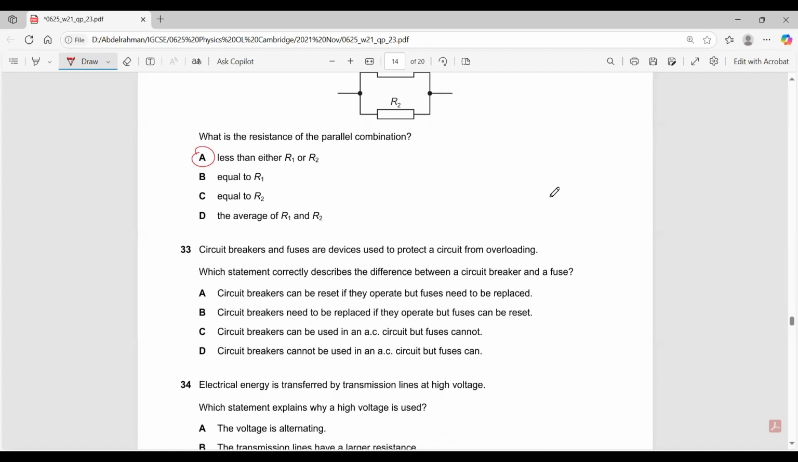Circuit breakers and fuses are devices used to protect a circuit from overloading. Which statement correctly describes the difference between a circuit breaker and a fuse? Circuit breakers can be reset if they operate, but fuses need to be replaced. Yes, this is the correct answer, right? It is the correct answer because we can switch back on the circuit breaker, and that's why it's much more expensive to buy a circuit breaker than it is to buy a fuse. A fuse is much cheaper than a circuit breaker, right?